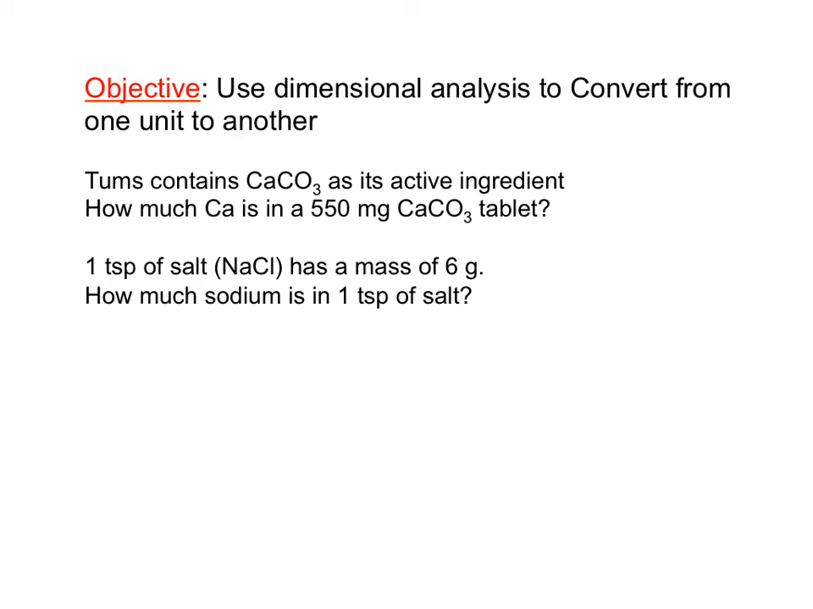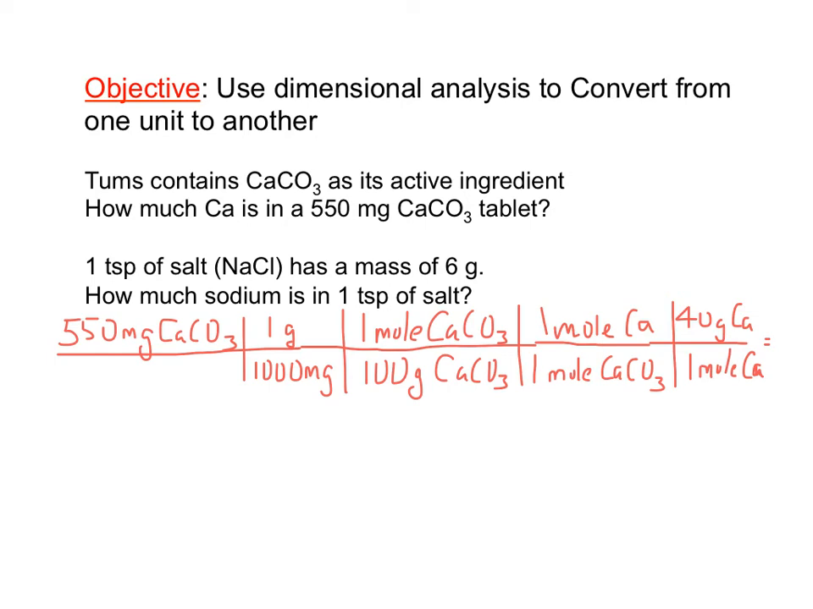Here are the conversions. So first we convert from milligrams to grams. Then we use the molar mass of calcium carbonate to convert from grams of calcium carbonate to moles of calcium carbonate. Then we convert from moles of calcium carbonate to moles of calcium because in 1 mole of calcium carbonate, there's 1 mole of calcium. And finally, we use the molar mass of calcium to convert from moles of calcium to grams of calcium. And the final answer is 0.22 grams of calcium.